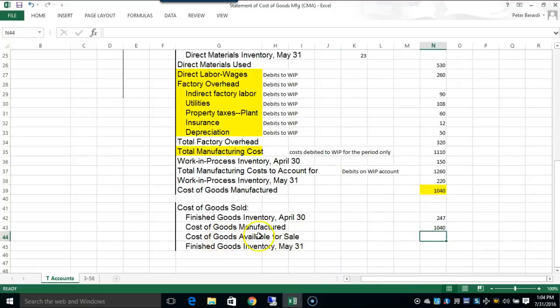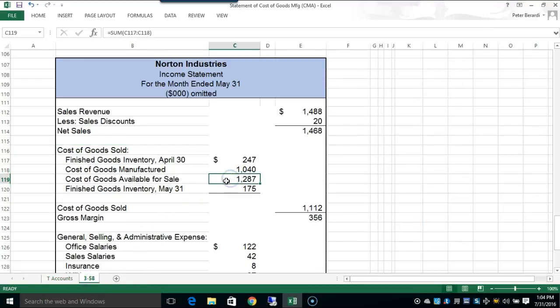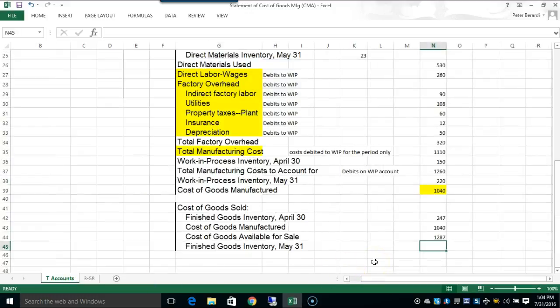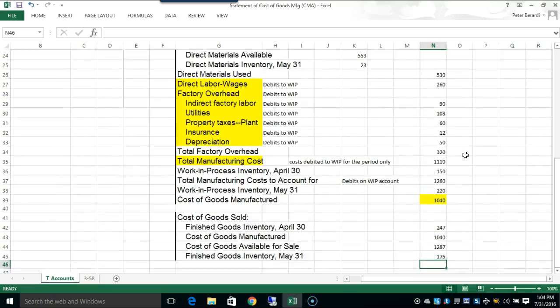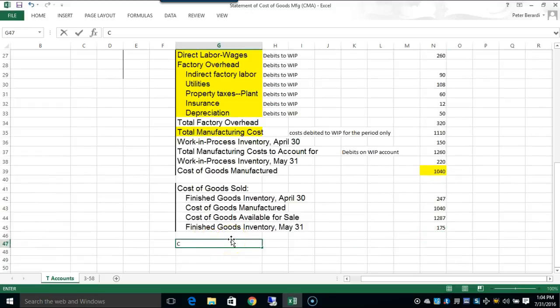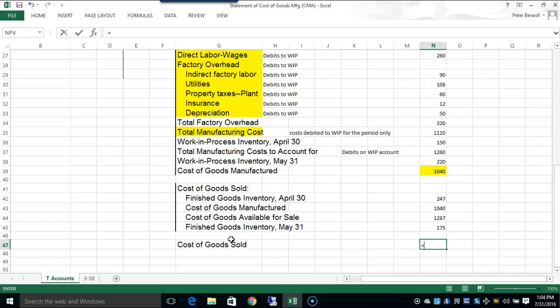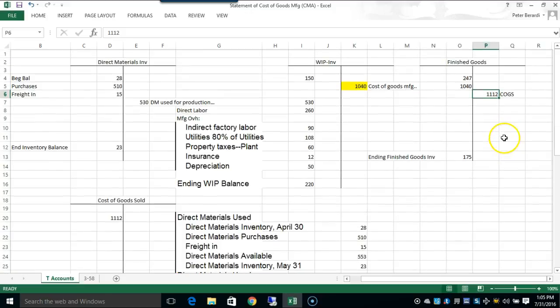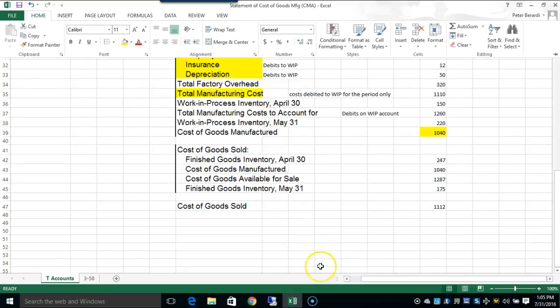Cost of goods available for sale are these two added together. Then we subtract our finished goods inventory at the end of the period, which equals 175. So your cost of goods sold is going to equal cost of goods available for sale minus your finished goods inventory balance of 1112, and that's always going to be your credit to your finished goods and your debit to your cost of goods sold. So this debit cost of goods sold equals your schedule.